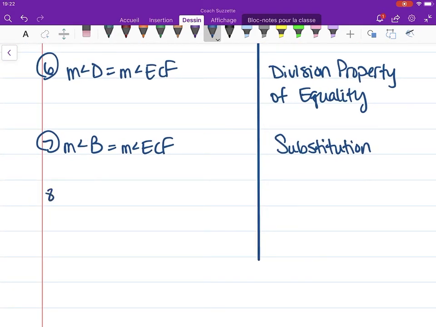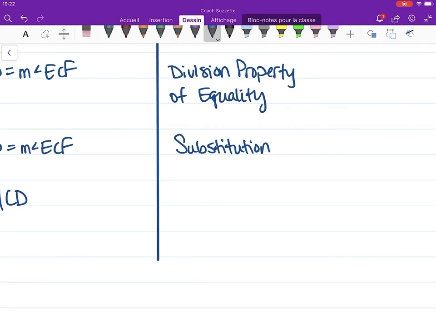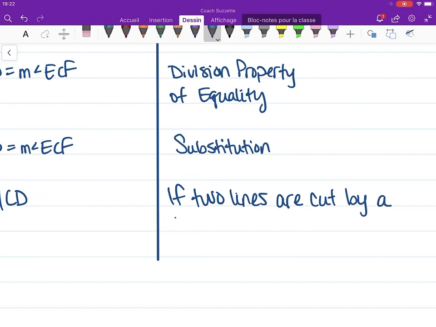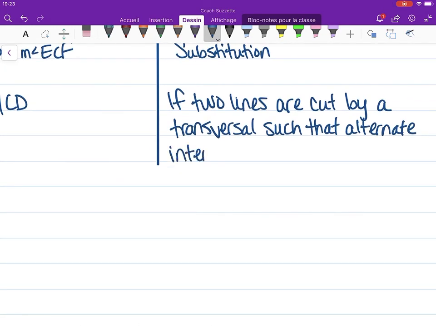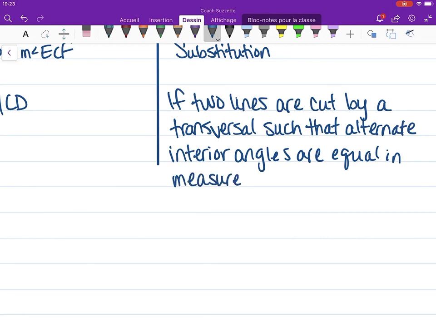And that AB is parallel to CD, because if two lines are cut by a transversal such that alternate interior angles are equal in measure, then the lines are parallel.